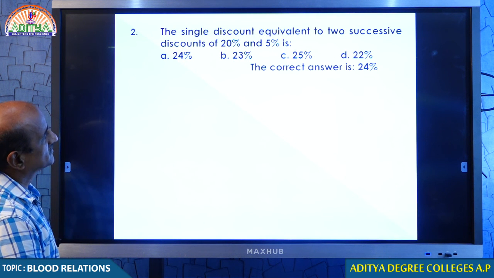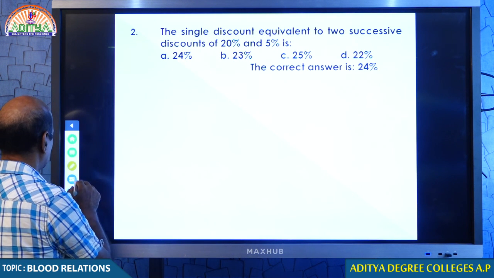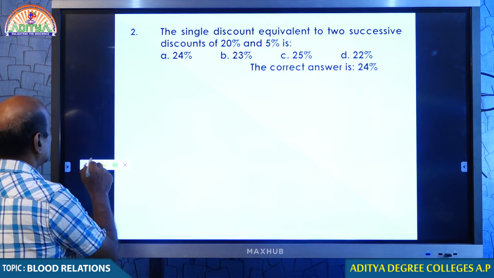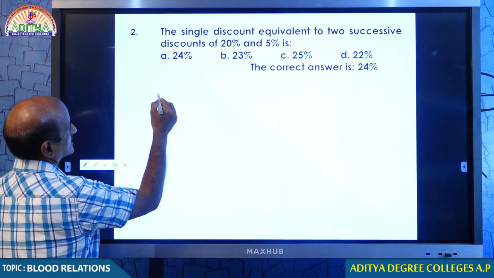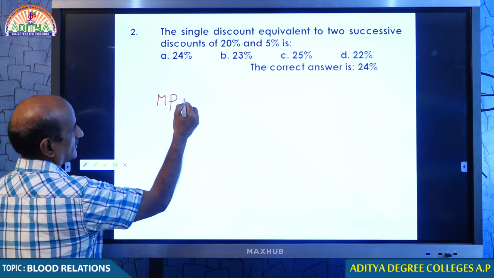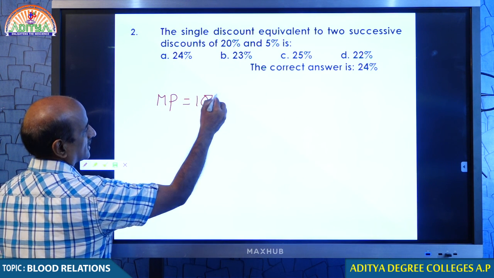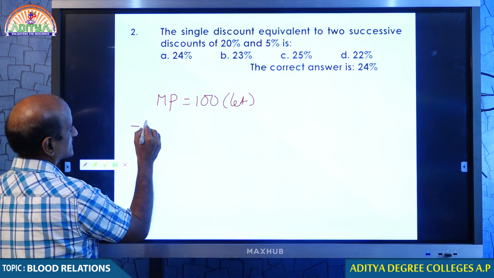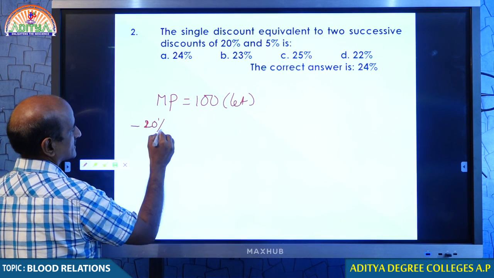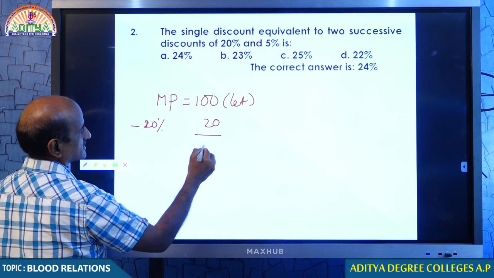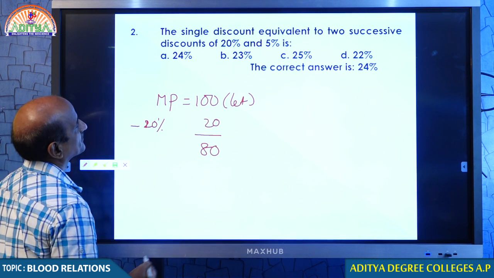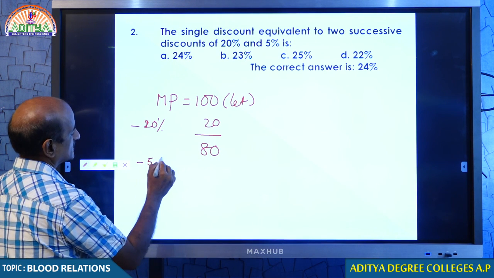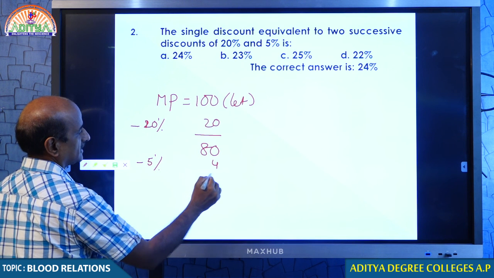I think you can do this, my dear students. A single discount equivalent to a discount series of 20% and 5%. Because the discount is offered on market price, let the market price be 100. What is the first discount? 20%. 20% of 100 is 20, that comes to 80. And again 5%. 5% of 80 is 4.